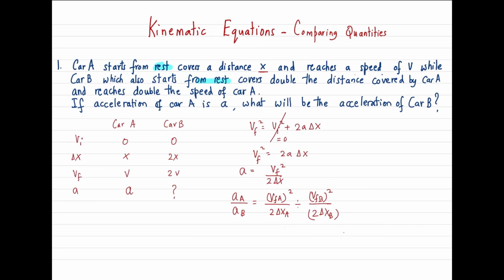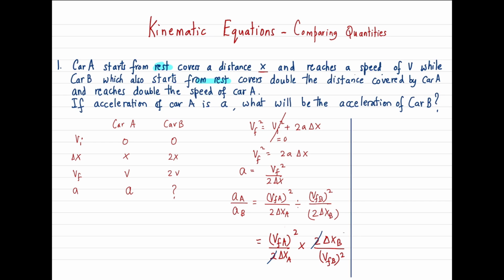Okay, this we can further write as Vfa square over 2 delta xa. Then division I'll change to multiplication. This will become 2 delta xb over Vfb square. And then we can cancel out whatever is common. So 2 can be cancelled out. And for the rest of it, I'm going to look at the table and replace these expressions with the help of the table.